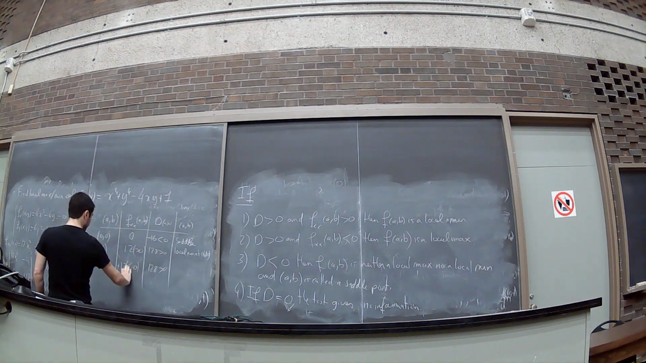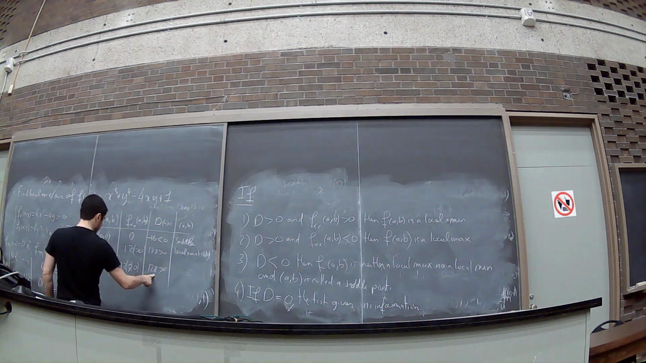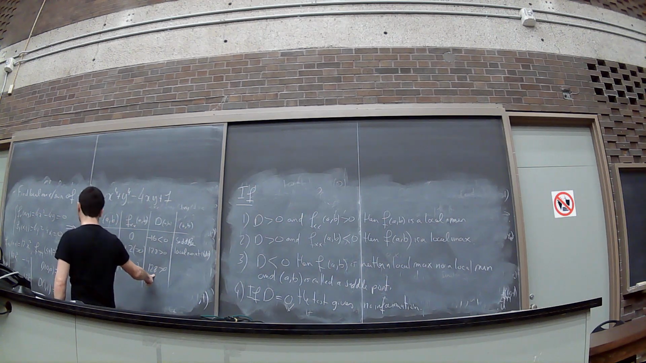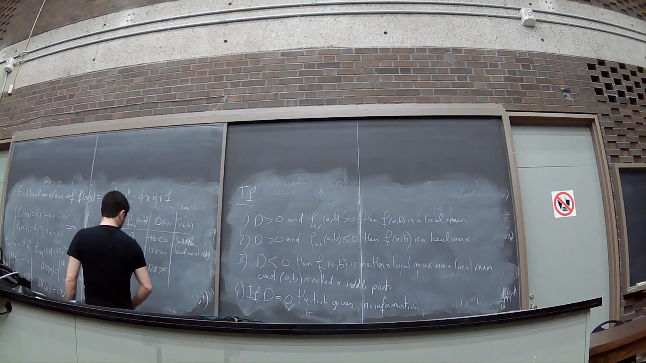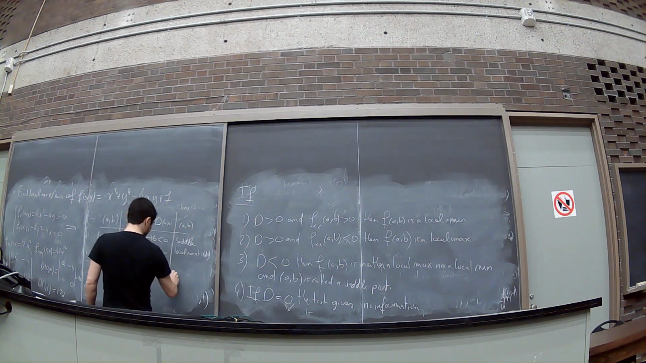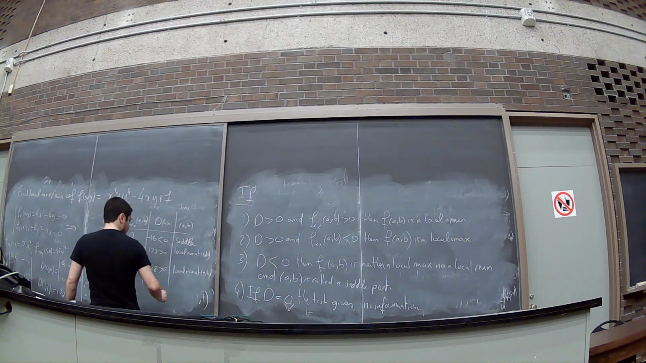So I get 12, which is strictly positive, and the determinant is still 128, positive. So what do I have here? Minus 1, minus 1.